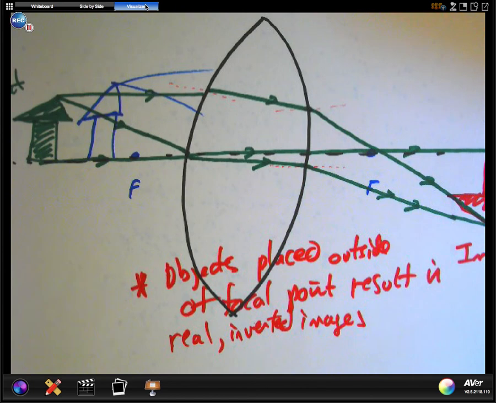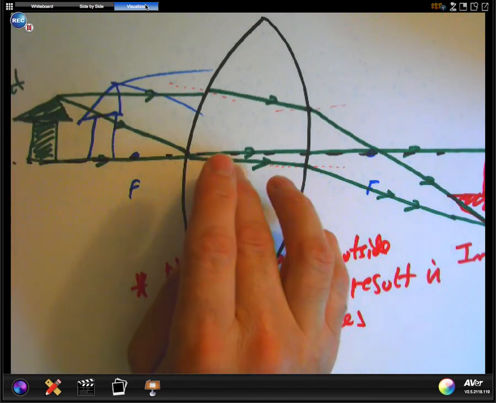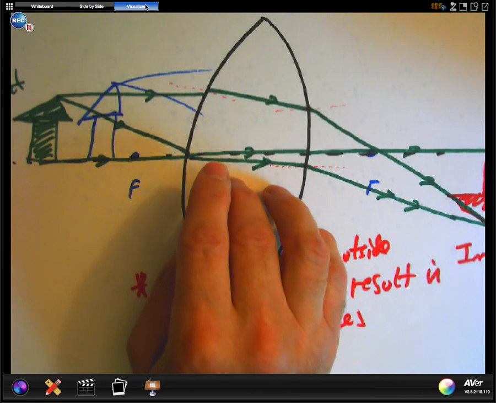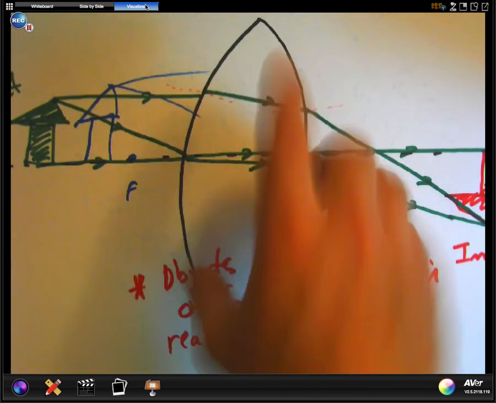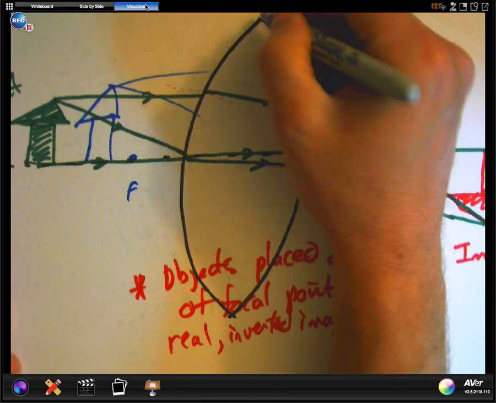So when we look at objects that we're looking at, they are typically pretty far away from our eye. So this is our eyeball here. Let me turn it into an eyeball.